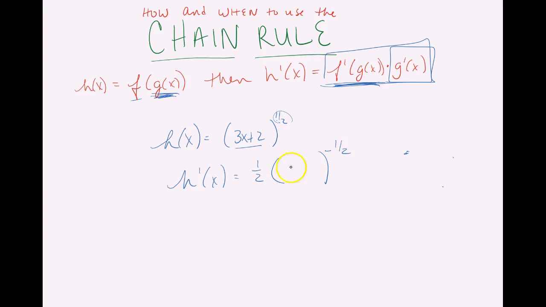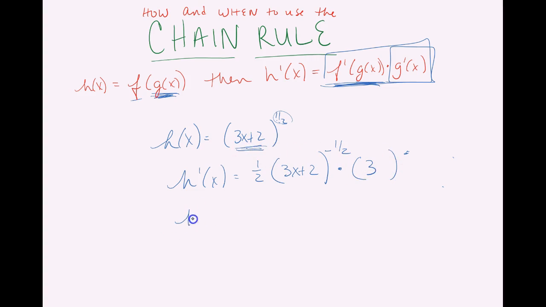Now, there's got to be something in these parentheses, right? Well, the something in these parentheses is just a recopy of what was already here. So if that's the junk that was in the parentheses, it's still the junk that's in the parentheses. Then out behind it, I do times the derivative of the inside. So this is all me doing what's the derivative of the outside, and now times the derivative of the inside. Well, the derivative of the inside is just a 3.